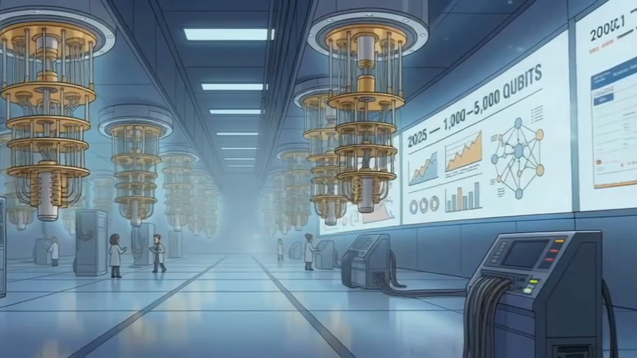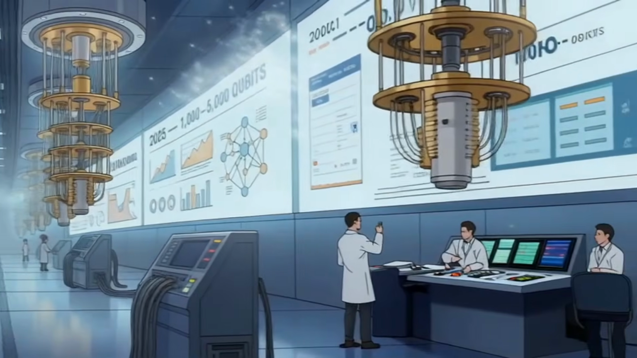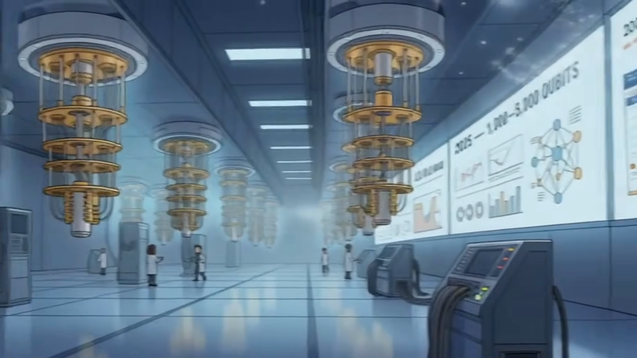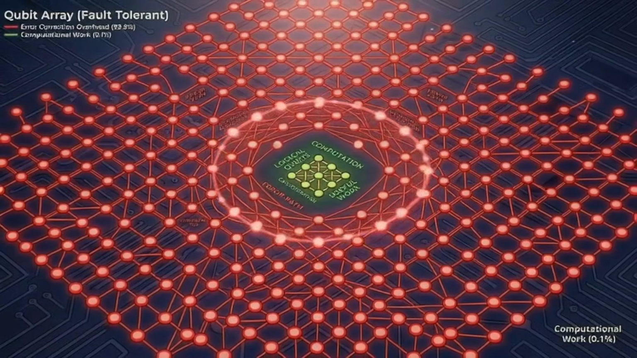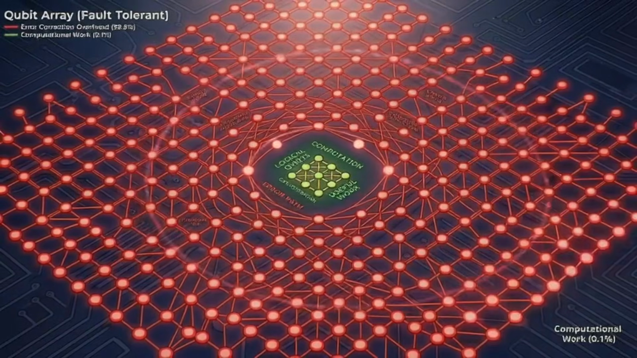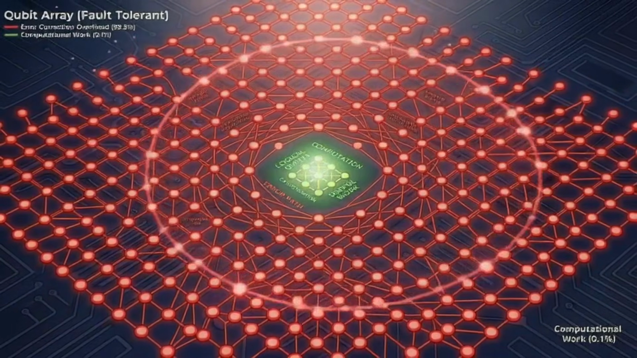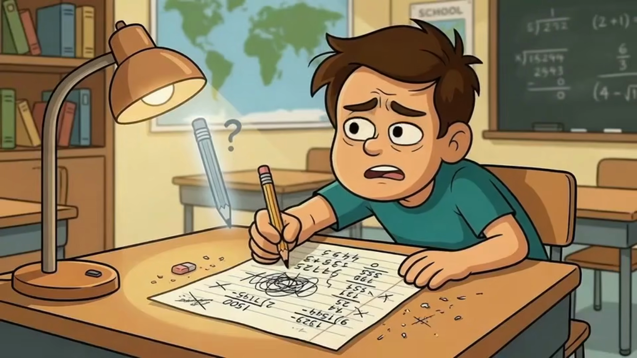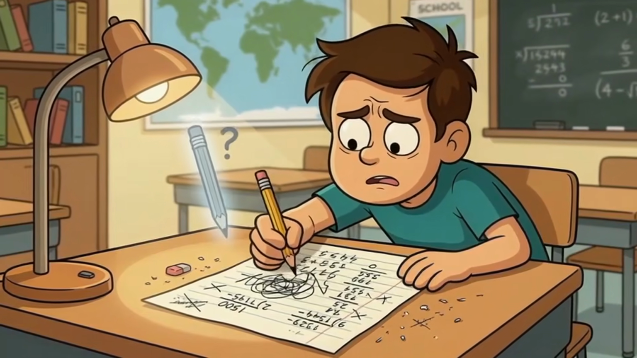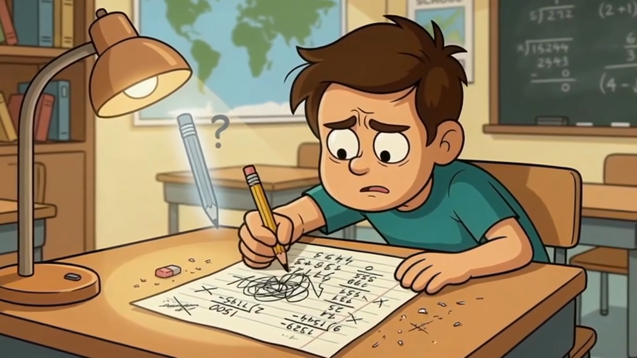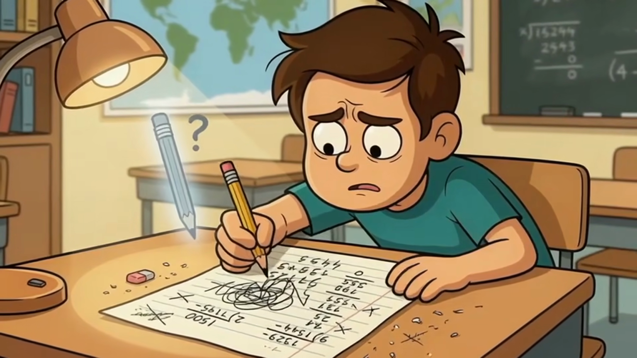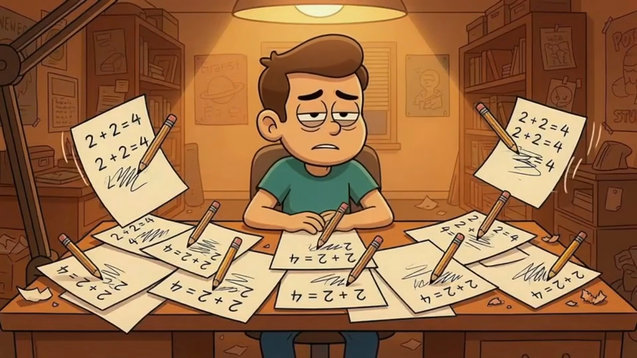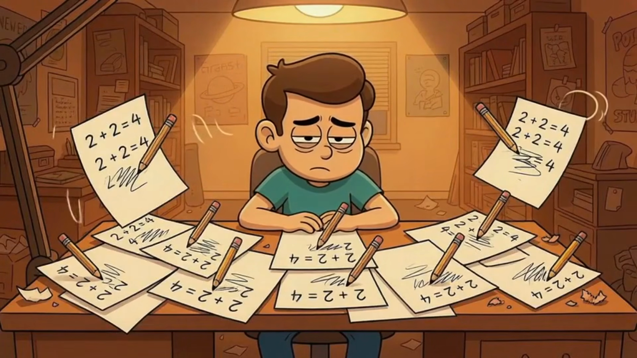Here's where we actually are right now, in 2025. The best quantum computers in the world have a few hundred to a few thousand qubits. Sounds like a lot. But because of decoherence and error rates, most of those qubits are spent correcting mistakes the other qubits make. Imagine trying to do long division while your pencil randomly changes the numbers, and you need a second pencil just to check whether the first pencil was lying. Now imagine you need 10 pencils just to do the work of one reliable one.